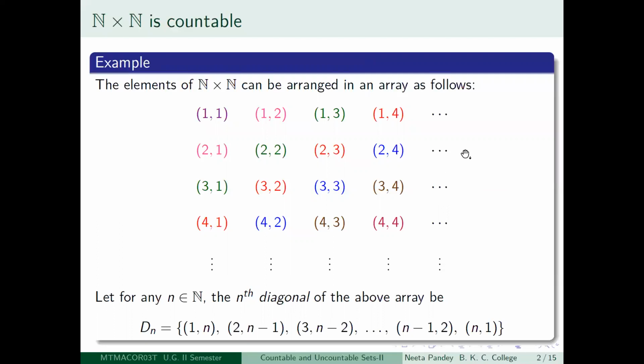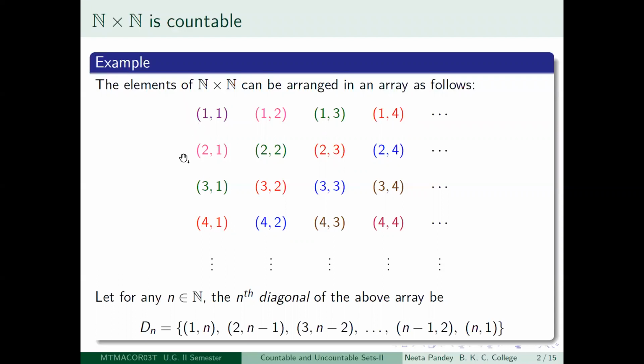First of all, you notice that if I look at the Cartesian product of N with itself, then I can arrange the elements of N cross N in an array of this form, where the first row consists of those elements of N cross N whose first coordinate is 1. The second row is where the first coordinate is 2. The third row is where the first coordinate is 3, and so on.